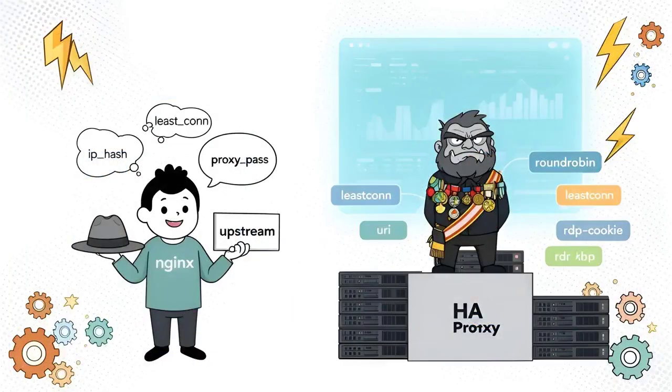Then there is Nginx. Nginx is a web server first and a load balancer second. It ships upstream blocks with ip_hash and least_conn, plus proxy_pass for layer 7 routing, which makes it perfectly capable for small and medium sites. But HAProxy is purpose-built for load balancing. Richer algorithms like round-robin, leastconn, URI, HDR, and RDP cookie, first-class health checks, a detailed live stats page, and a decade plus of battle testing under extreme concurrency.